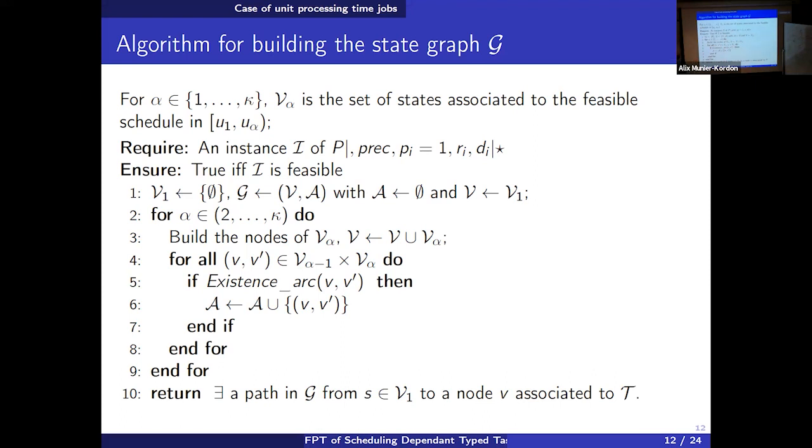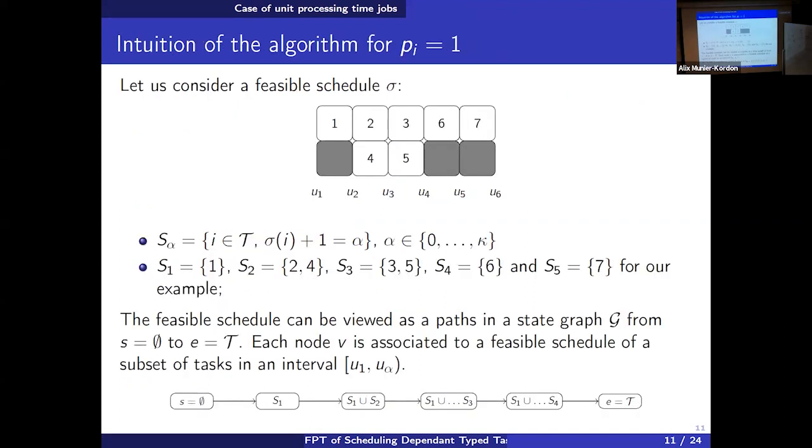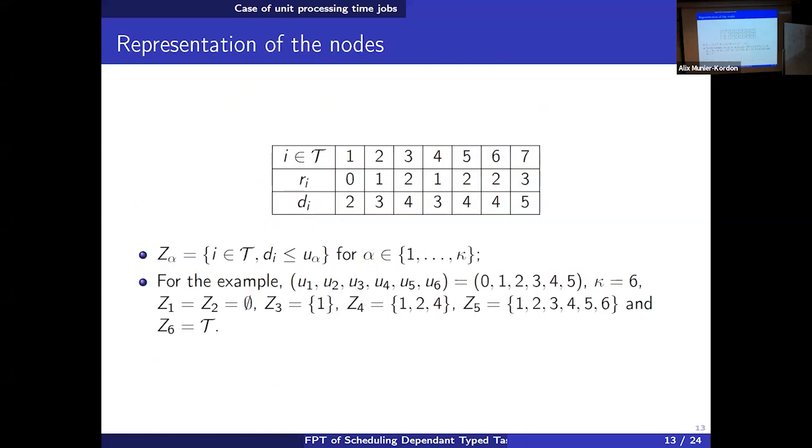Okay. And then, if there exists a path from S to a terminal node, meaning all the tasks, then it will be associated to a feasible schedule. So the answer is yes. If there is none, the answer is no. Now the question is, what is the complexity of this kind of algorithm? Everything is in the representation of the nodes. And for that we will define another set, which we call Z alpha.